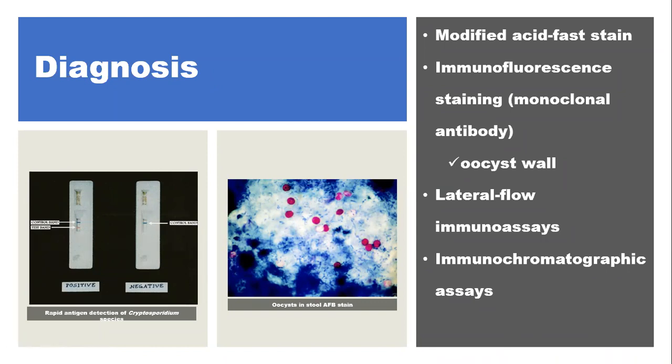Immunofluorescence staining can also be used. We can raise monoclonal antibodies against antigens associated with the oocyst wall. So you can actually put antibodies onto fluorescent compounds and then you look at it under the fluorescent microscope.